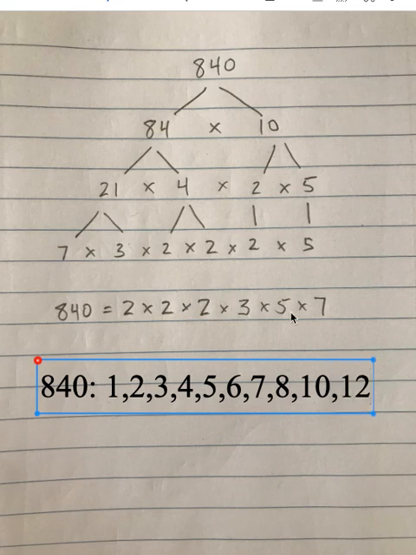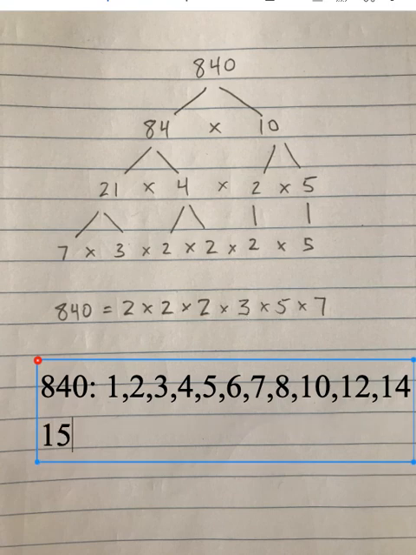13 is prime, not there. 14 is 2 times 7. 15, 3 times 5. 16 is 2 times 2 times 2 times 2. So we're missing a 2, so no 16. 17 is prime, not in here. 18 is 9 times 2, not in here. 19 is prime. 20, 2 times 2 times 5.